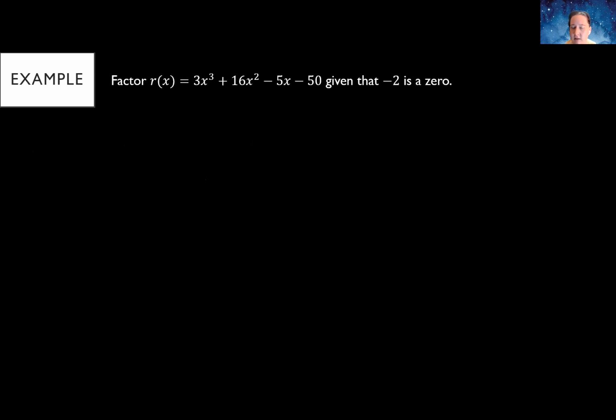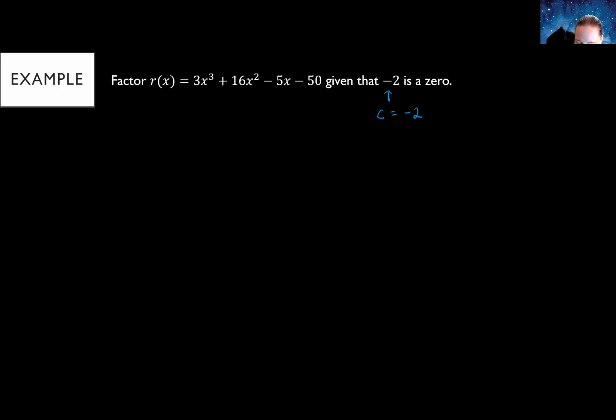So we have r of x equals 3x cubed plus 16x squared minus 5x minus 50. And if I get cut off at the end, then I will just have to finish this on the PowerPoint when I submit the PowerPoint. So we're given that -2 is a 0. So if they're telling us a 0, that's what they're telling us to use for c. So we're going to use -2 there.